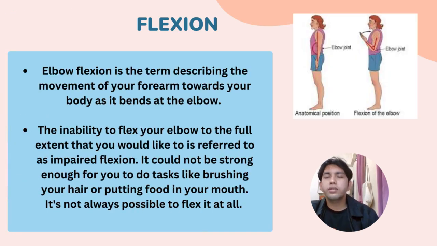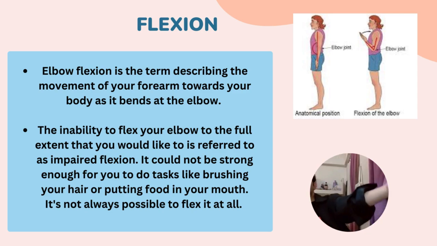Okay, so the first functionality performance of the elbow is flexion. So what is flexion? Elbow flexion is the term describing the movement of your forearm toward your body as it bends at the elbow. So the flexion is like this.